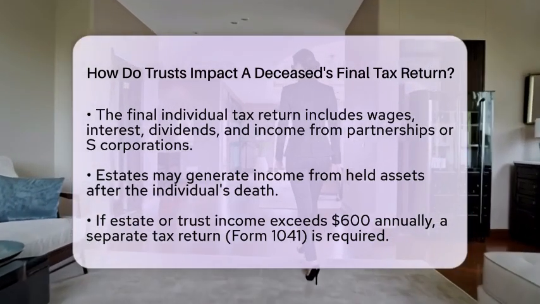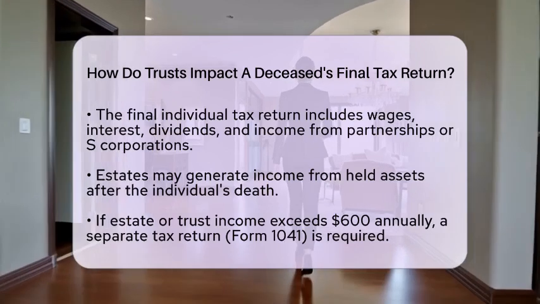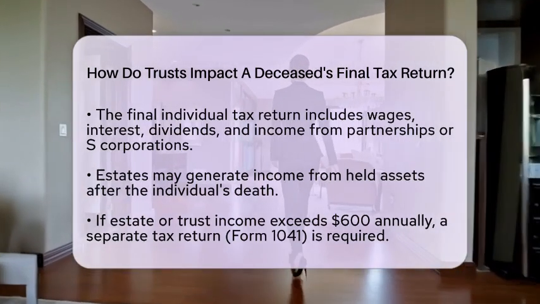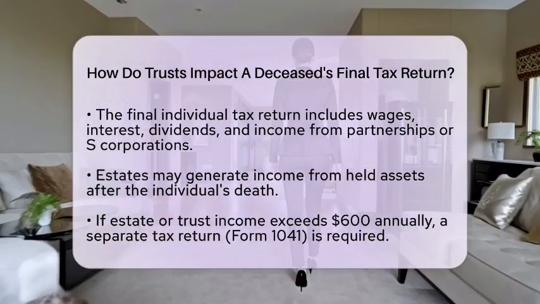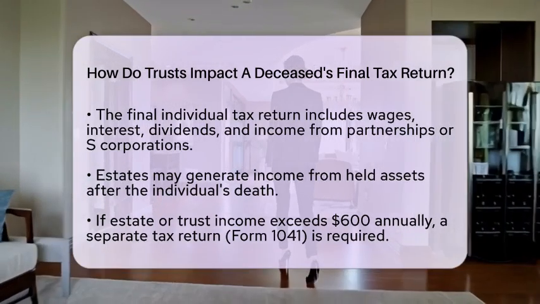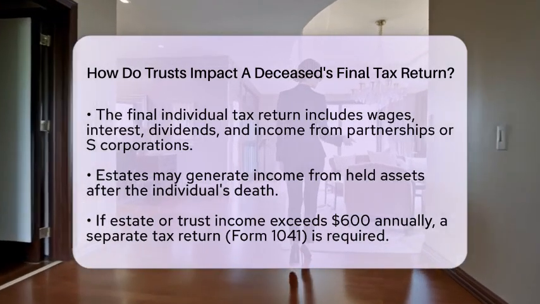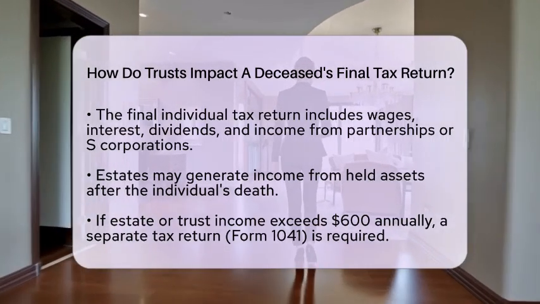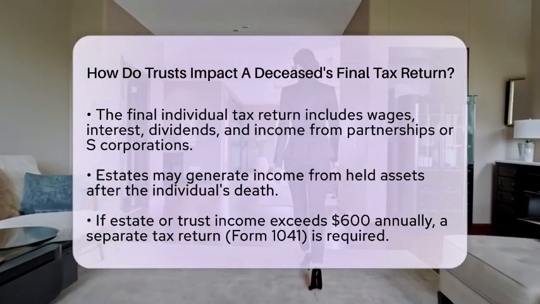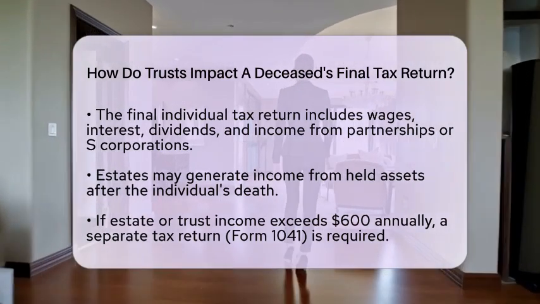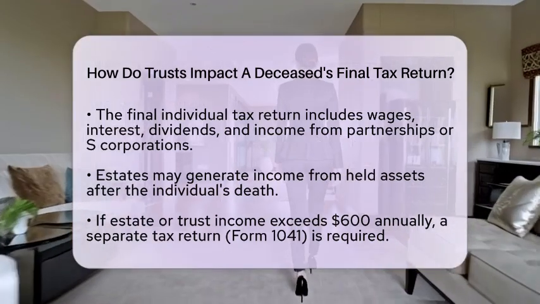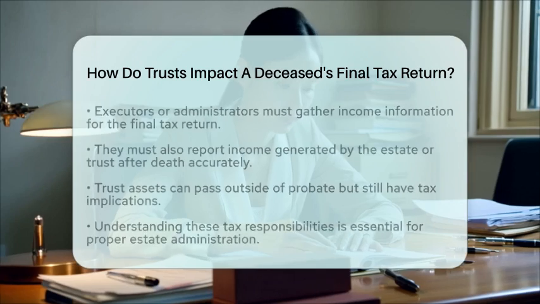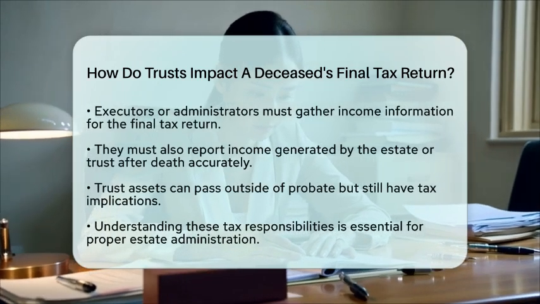For the executor or administrator of the estate, there are specific duties to consider. They need to gather all income information up to the date of death for the final individual tax return. Additionally, they must ensure that any income generated by the estate or trust after death is reported correctly on the estate's or trust's tax returns. This requires careful coordination because trust assets may pass outside of probate, but the income they generate still has tax implications.